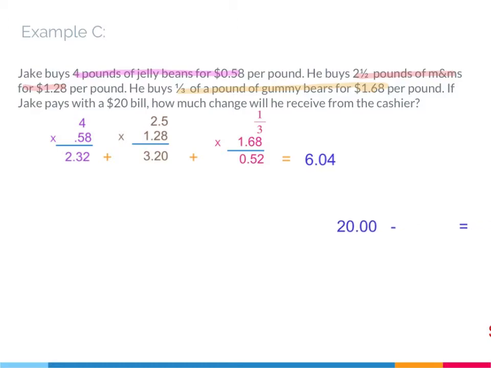So we're going to take our $20 bill, and we're going to subtract the amount of money that he spent, which is $6.04. So when we do our $20 minus $6.04, we end up getting a final answer of $13.96. And notice I labeled that final amount with a dollar sign because this is a word problem. I need to have a word answer, and in this case, my word answer is money, so that dollar sign is an appropriate label. Let's go on to the last example.